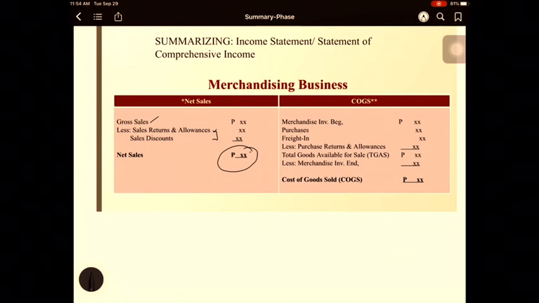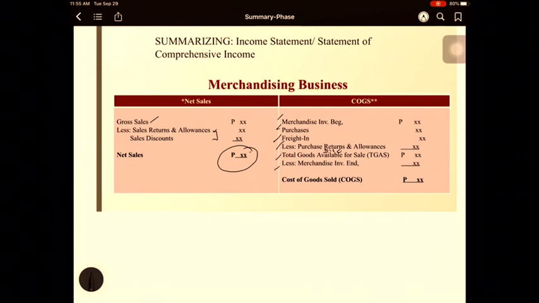Alright, now for your cost of goods sold, you have to take note of the following accounts also. You have merchandise inventory beginning, purchases, freight in, purchase returns and allowances, and if I may add here, your purchase discounts also. We have your total goods available for sale and your merchandise inventory end.